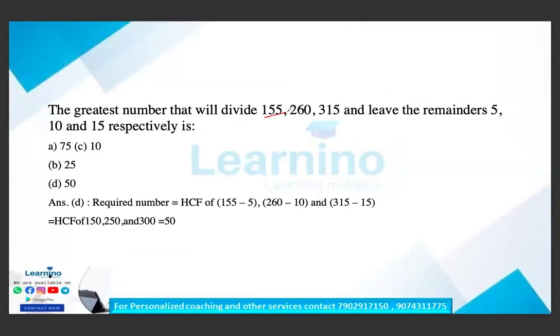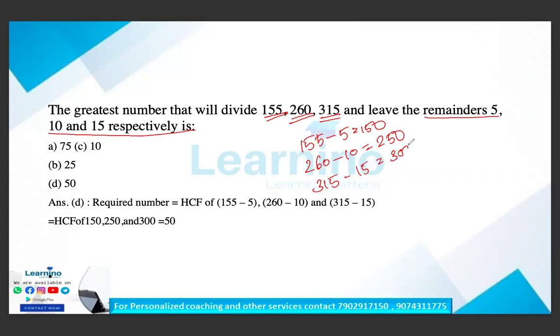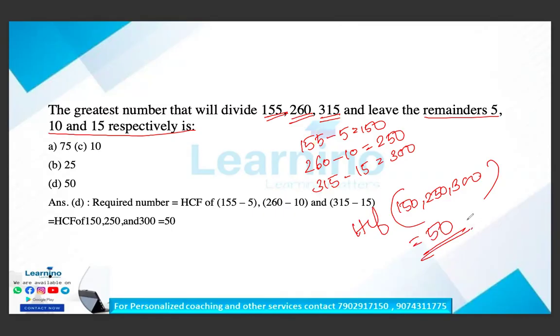Greatest number that will divide 155, 260 and 315 and leave the remainder 5, 10 and 15 respectively. So here 155 minus 5 is 150, 260 minus 10 is 250, and 315 minus 15, the answer will be 300. And 150, 250, and 300, HCF of these, we will get 50 as the answer. Option D will be the answer of this question.